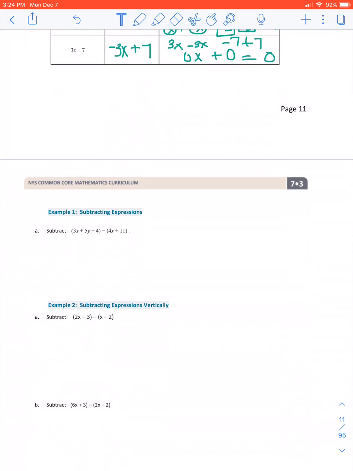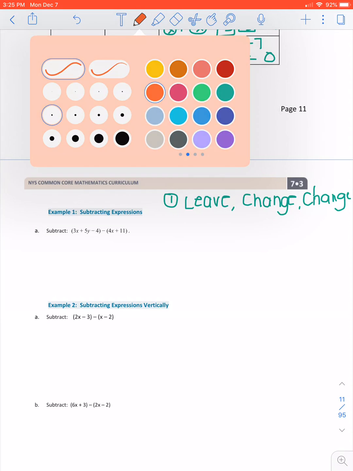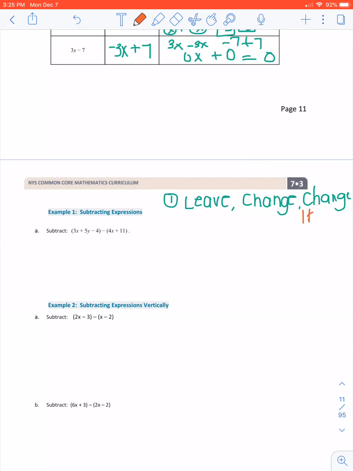All right, so now that we have the idea of that, adding opposite signs, you're going to get 0. We are going to go into subtracting expressions. Now, before we begin, I need to talk about the rules for subtracting. When you are subtracting, remember we had 3 key words, which were leave, change, change. We use this for all of our subtracting rules. We are still going to use it today. The only difference is the last change is going to be change it all. Let me explain what that means.